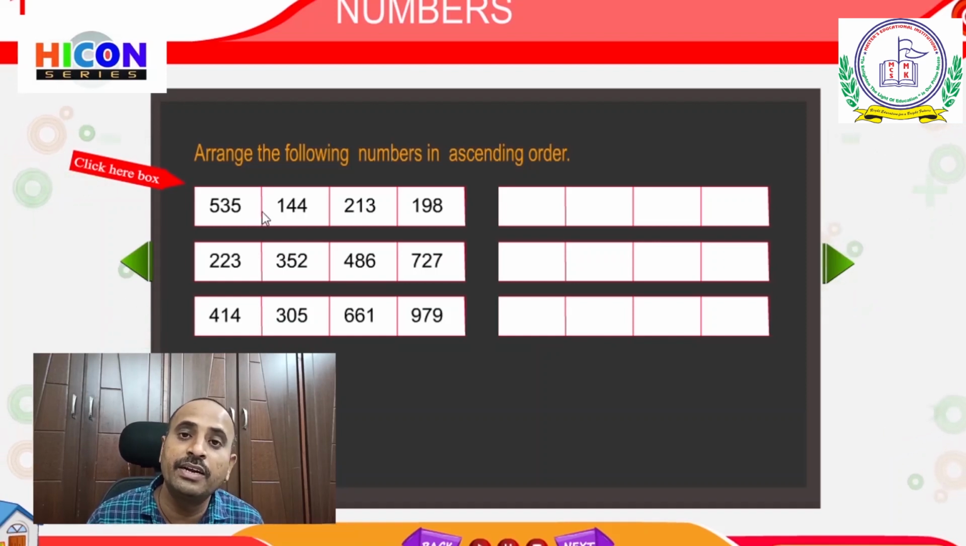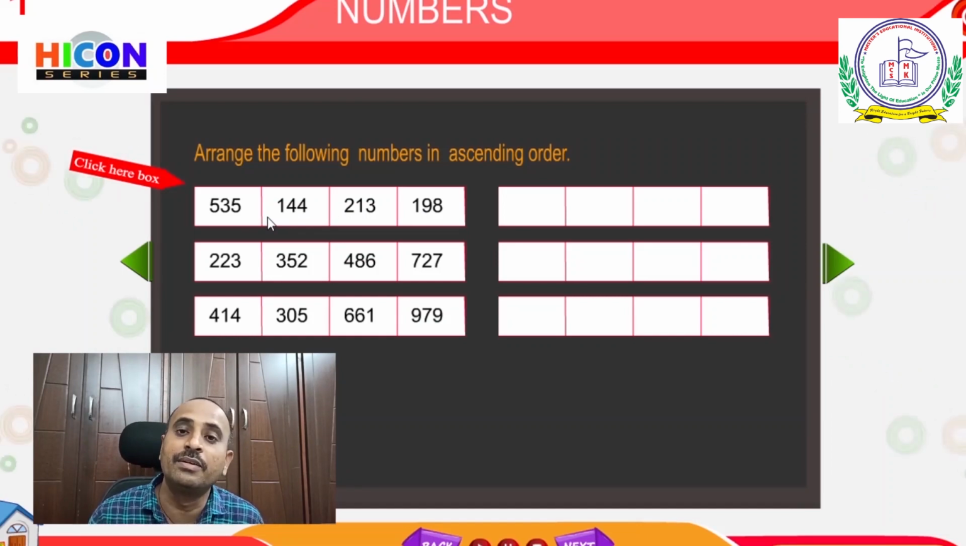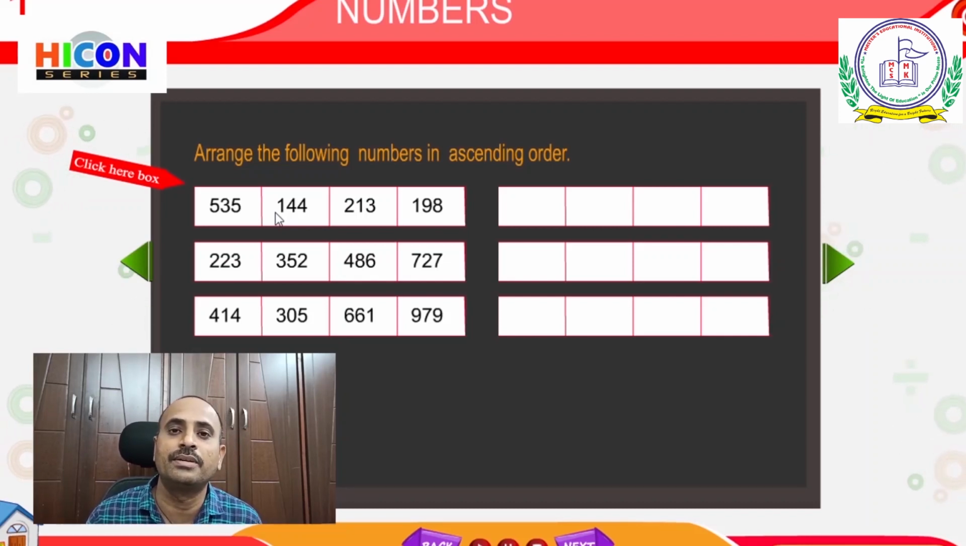That is 535, 144, 213, 198. So these are the 4 numbers given in the first set. Now we have to arrange these 4 numbers in the ascending order. That means we have to arrange these numbers in increasing order. Increasing order means from smallest number to greatest number.